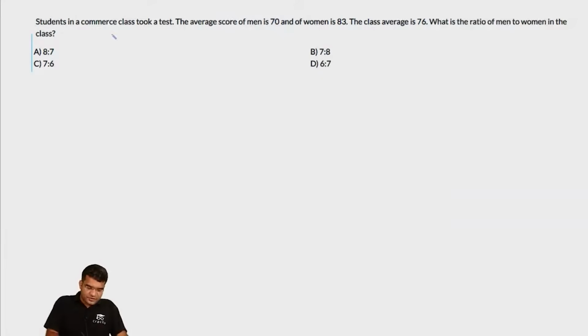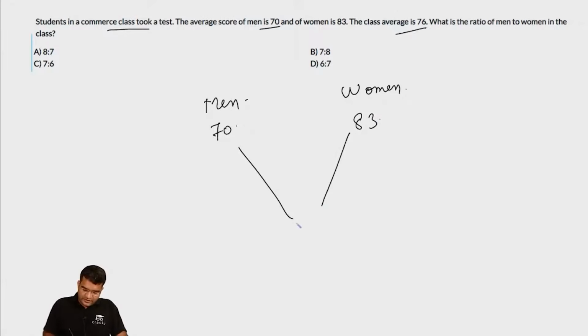In this question, we are told that some students in a commerce class took a test. The average of all the men is given to be equal to 70. And the average of all the women is given to be equal to 83. The average of the entire class is told to be equal to 76. We are required to calculate the ratio of the men to women in the class.